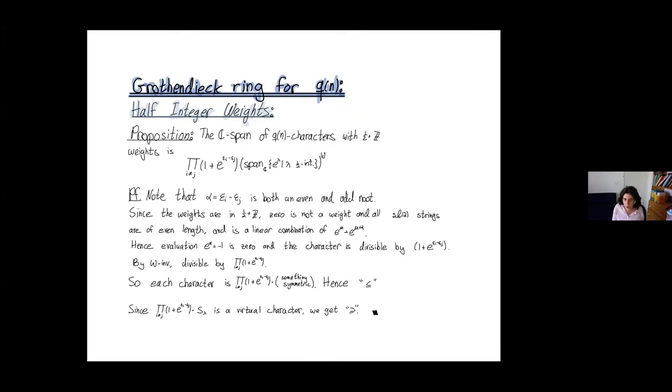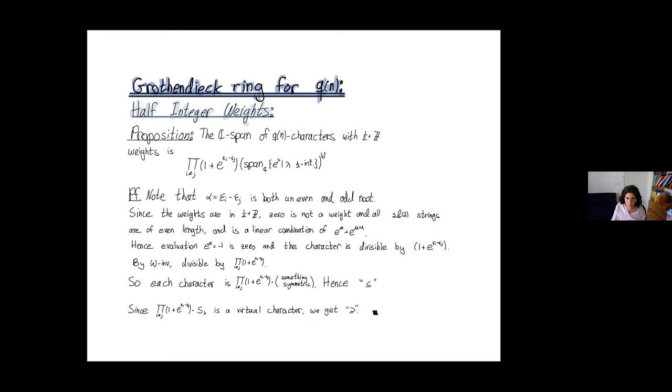How do I know that every such element is a character or a virtual character, a combination of characters by these parabolic and non-parabolic inductions? If I want to add all the characters for Q and the algebra, then these are the functions I should add to my ring. That's how far I've gone so far. I'm still working on this project.